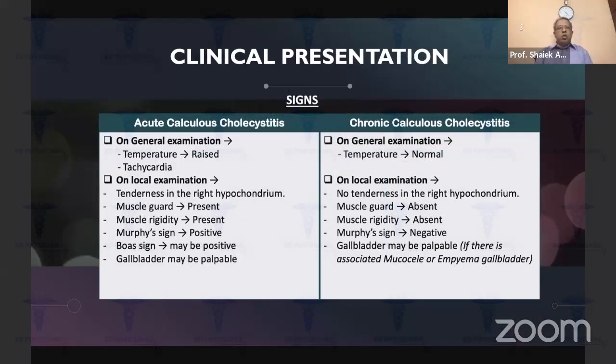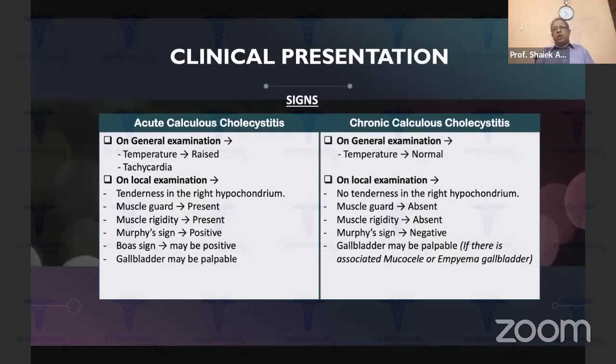Signs. On general examination in acute calculous cholecystitis, temperature is raised, with tachycardia. On local examination, there is tenderness in the right hypochondrium, muscle guard and muscle rigidity present, and Murphy's sign positive. These are the main clinical signs by which you can differentiate whether acute cholecystitis is present or not. The main point is to identify whether Murphy's sign is positive or not. Both signs may be positive and the gallbladder may be palpable.